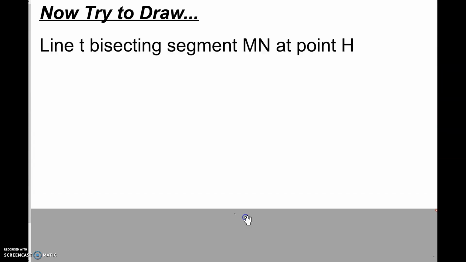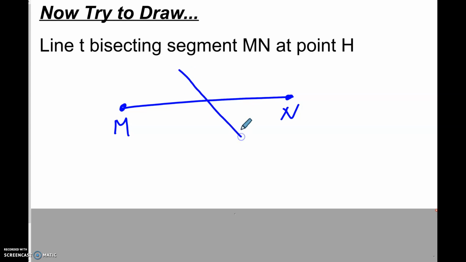All right, now can we draw line t bisecting segment MN at point H? It looks like we're going to have a segment here, and the two endpoints of this segment are M and N. Notice I'm using capital letters to name those points, and it's saying line t is bisecting the segment, so I need to have a lowercase cursive t at point H.